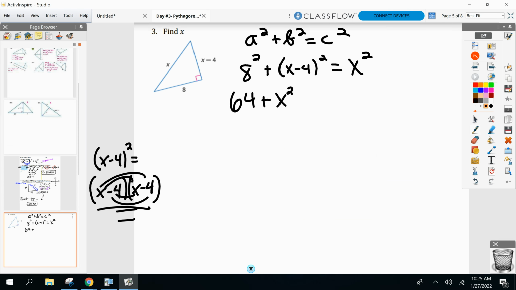X squared minus 8x plus 4 combined with 16. So plus 16, right? Okay, good. Good job, Carter. There we go. So that's what I get when I double distribute, FOIL. Combine like terms. Go ahead. 64 and 16. Plus 80. We're all on the same page.